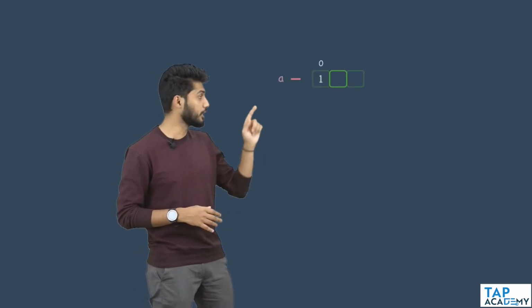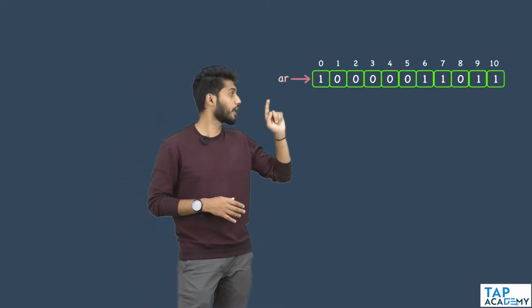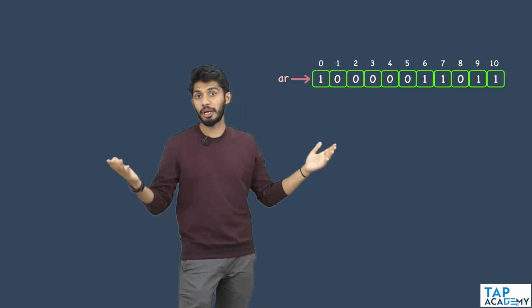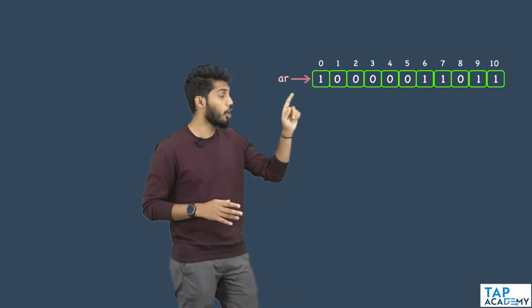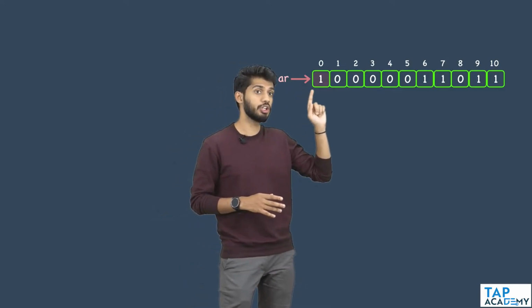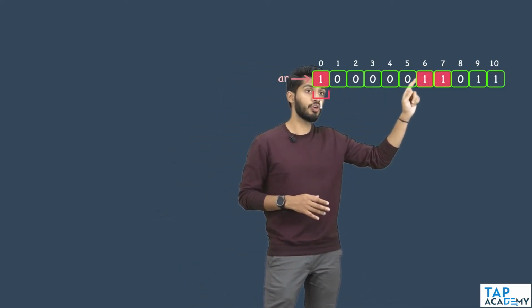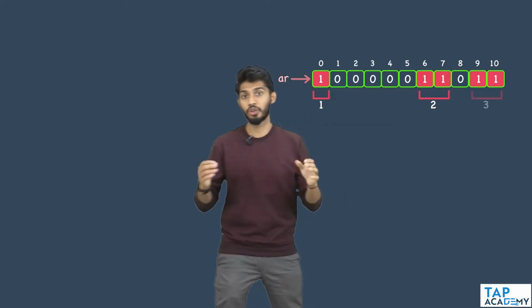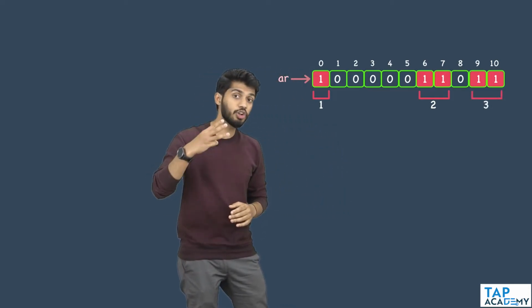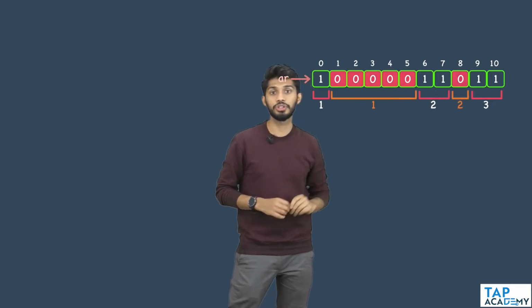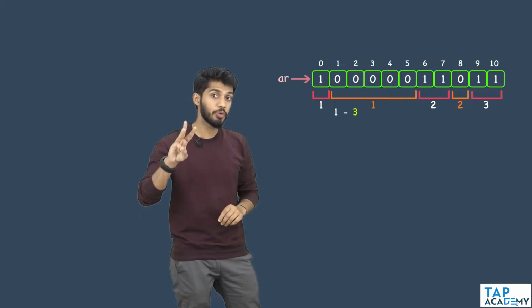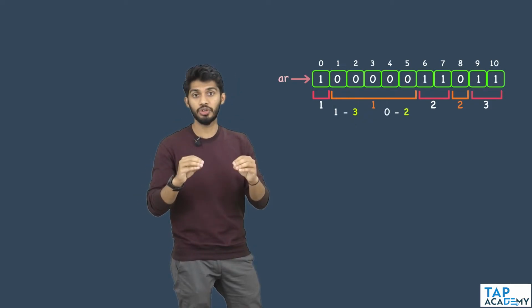For example, in this particular array, you can see there are ones and zeros. There are multiple groups of ones and multiple groups of zeros. Let me see how many groups of ones there are. This is one group of one, this is another group of one, and the last one is another group of one. So there are three groups of ones, and if you observe, there are two groups of zeros in this.